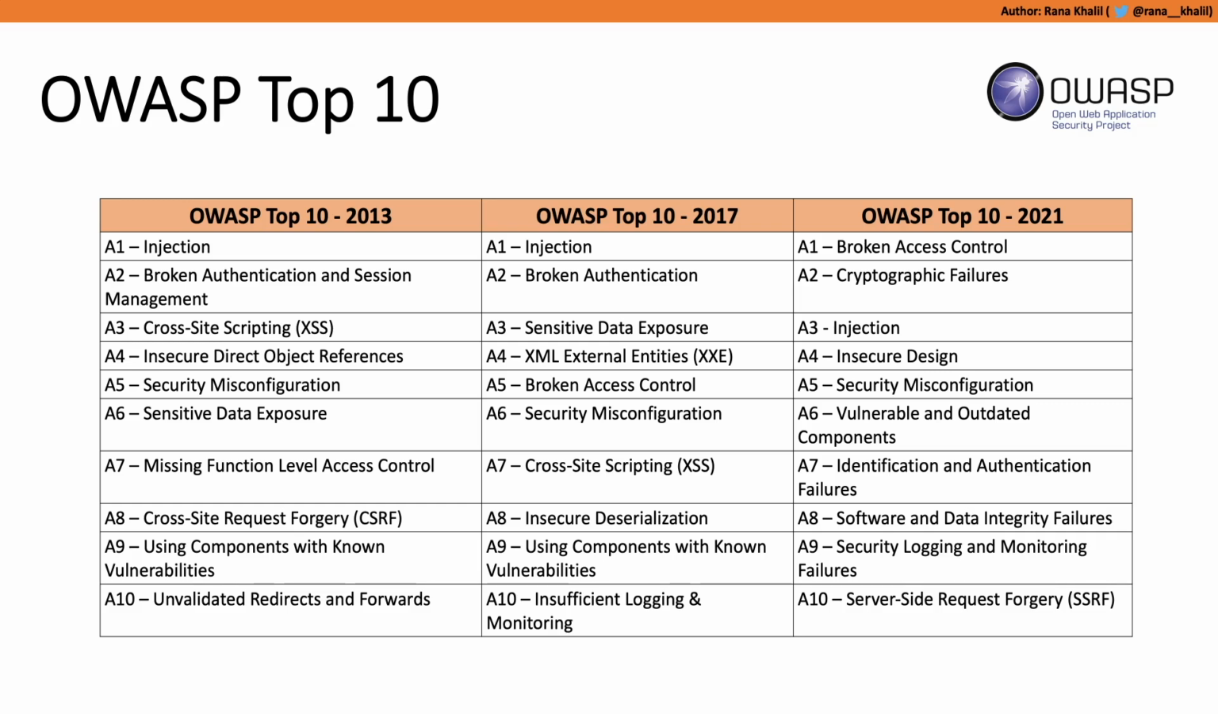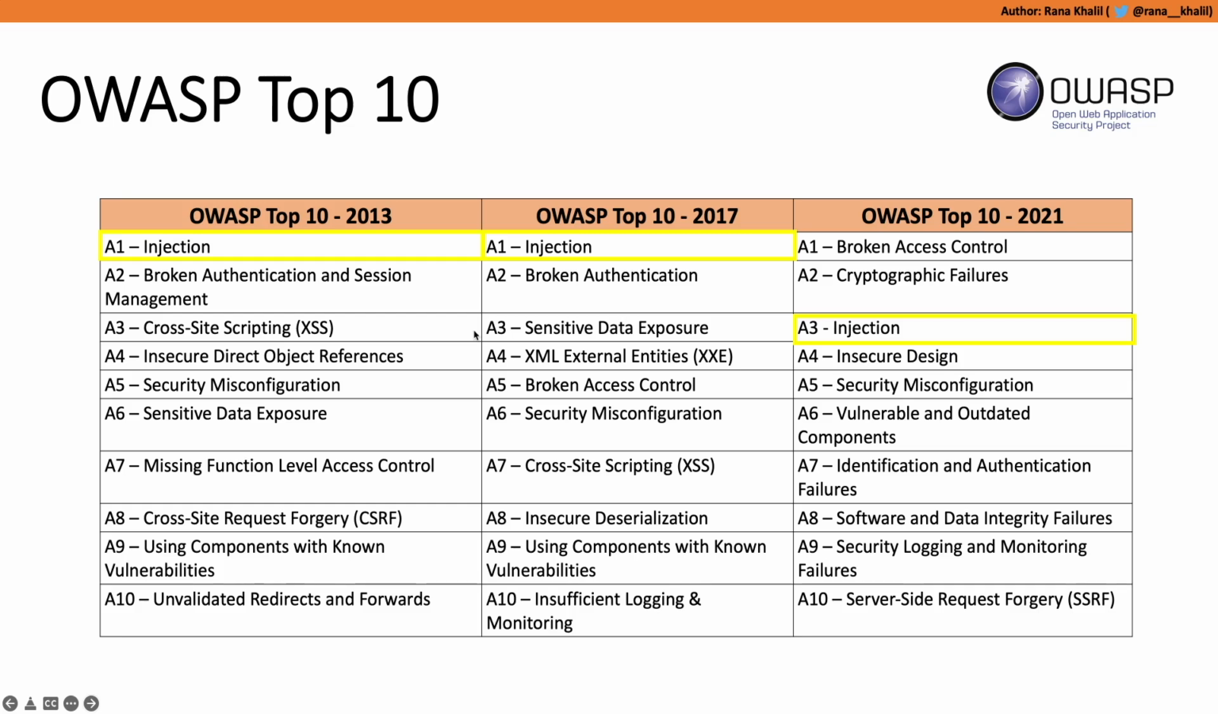And as you can see in the 2021 list, we've got command injection falling under the broad category of injection, which is the third most critical risk to web applications today. And this broad category has been around for a while, so you could see in the 2017 category, it was number 1, and in the 2013 category, it was number 1.